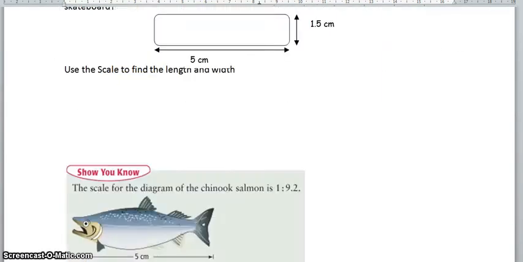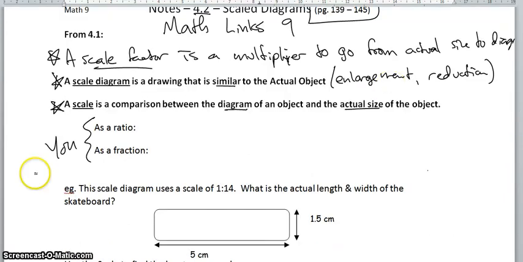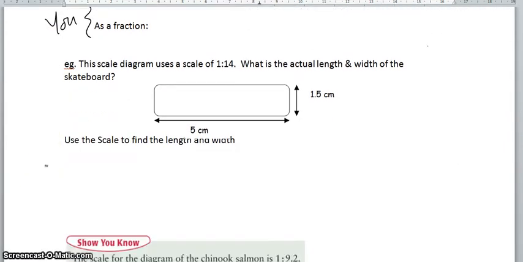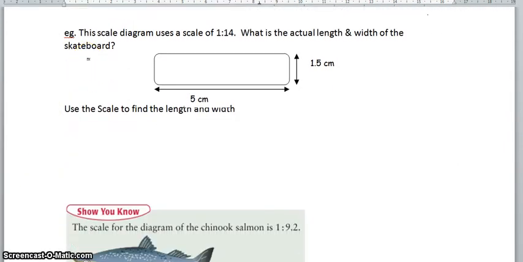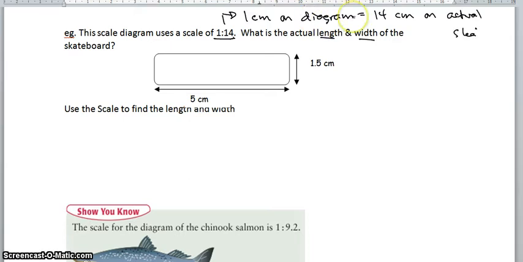Here we go. So the first example we're talking about is this scale diagram of a skateboard. The scale diagram uses a scale of 1 to 14. What is the actual length and width of the skateboard? So what this scale means is that 1 centimeter on the diagram equals 14 centimeters on the actual skateboard.